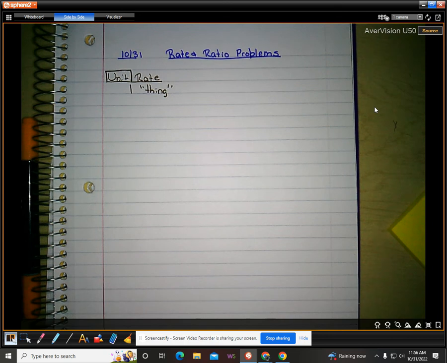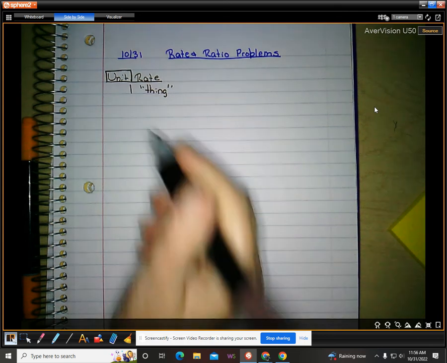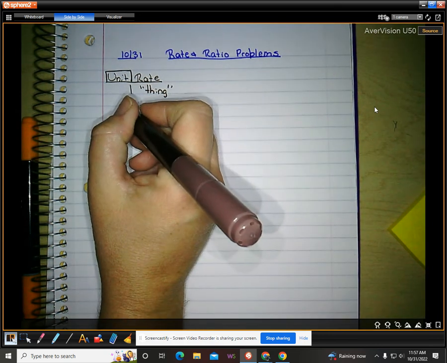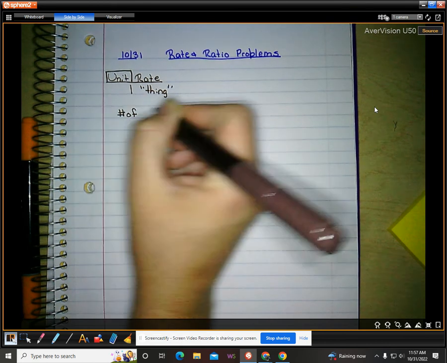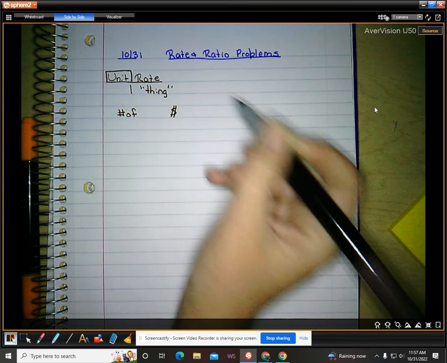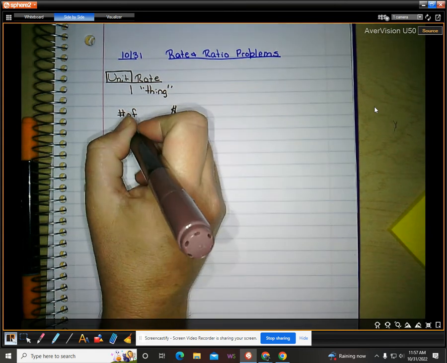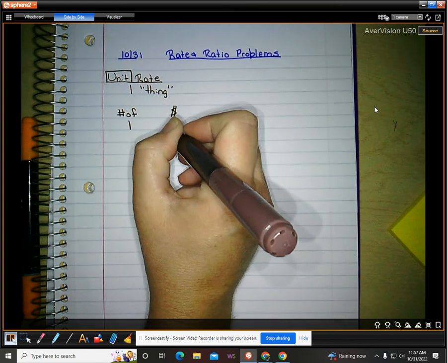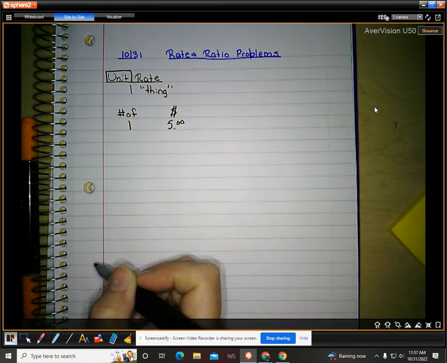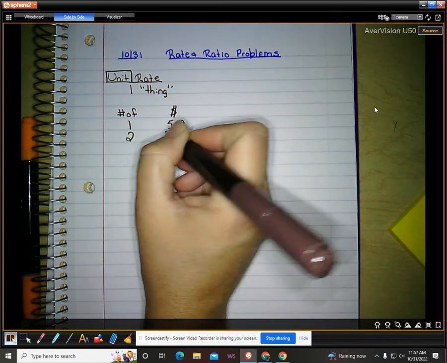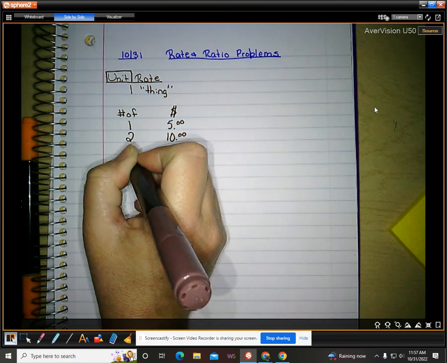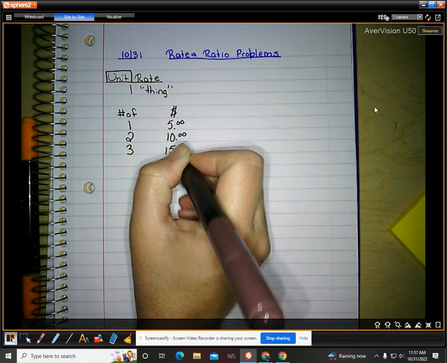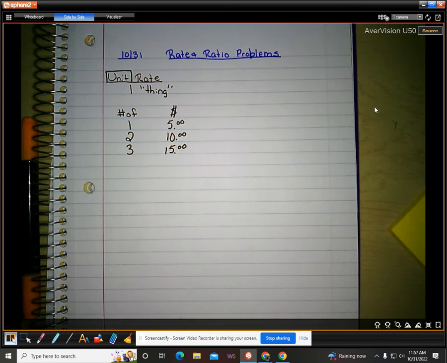Okay, and again, this is in your book. I'm writing it up here for us to look at, but you do not have to write this part down. So we have our number of packages and then how much it costs. So they are telling us for one package, we are going to pay $5. All right. For 2 packages of coins, you're going to pay $10. And for 3 packages of coins, you're going to pay $15.